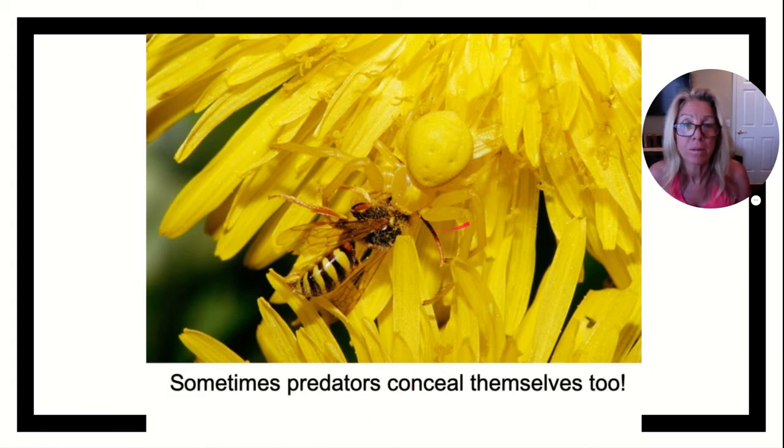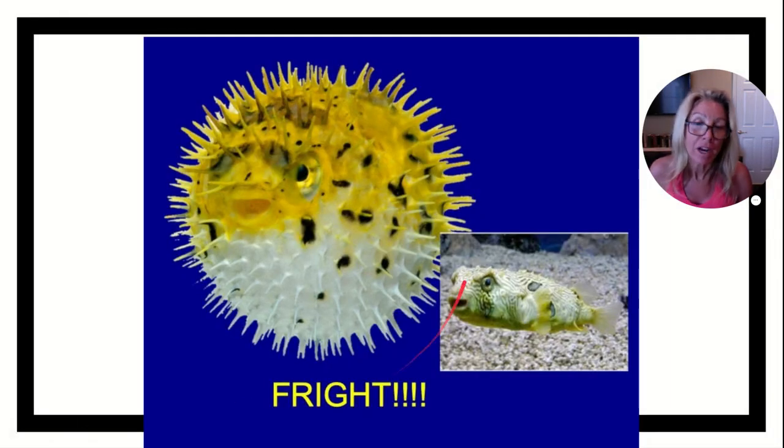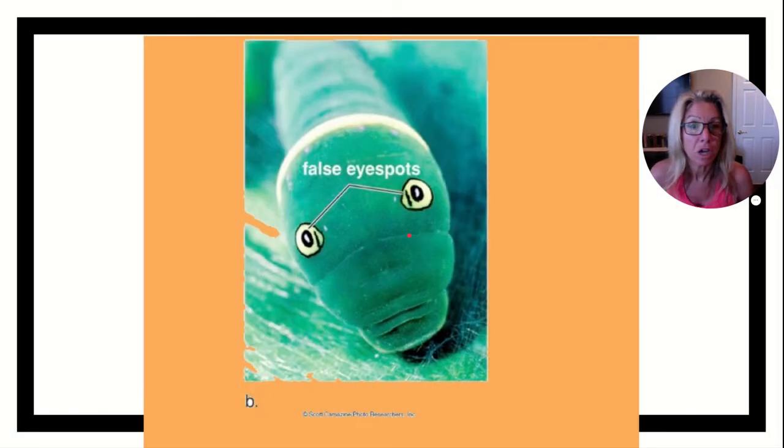Can you see the spider right here with the legs? He's going to eat this. I don't know if that looks kind of like a wasp. Okay, fright is another way. If a predator comes up, then all of a sudden you're going to blow up and try to startle them. Another way of startling is putting false eye spots so that maybe the predator eats from the wrong end and they can then escape.